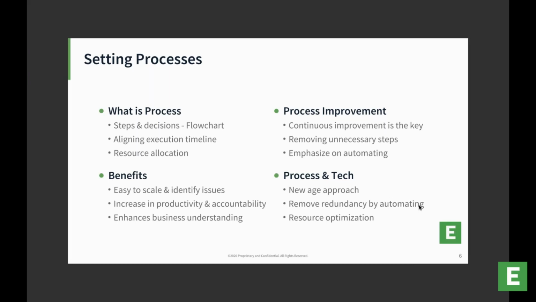Final and foremost is emphasis on automating. Once you have created the process, even if you are doing continuous improvement, that is not the end. You need to identify components of the process which can be automated. If you can identify and pinpoint components which are redundant, you can actually automate them and reduce the resource which is required for running that entire component and that entire vertical.